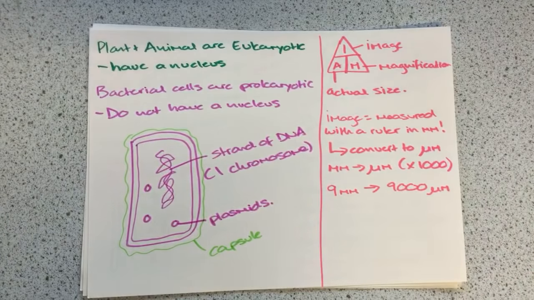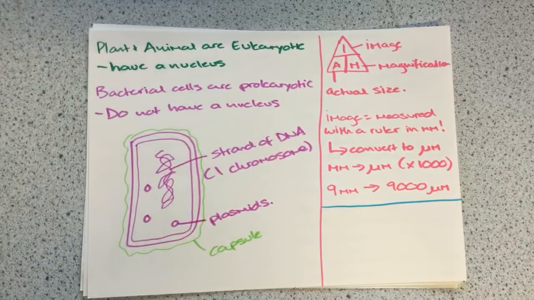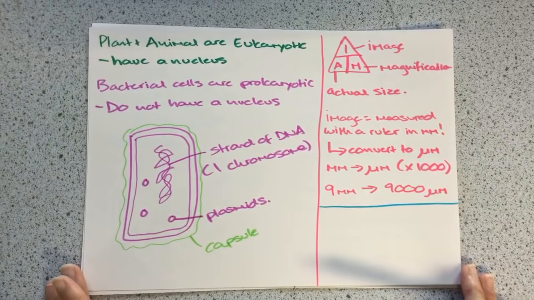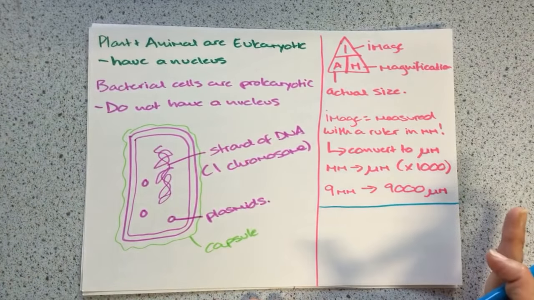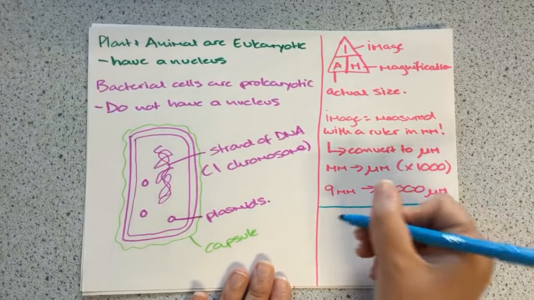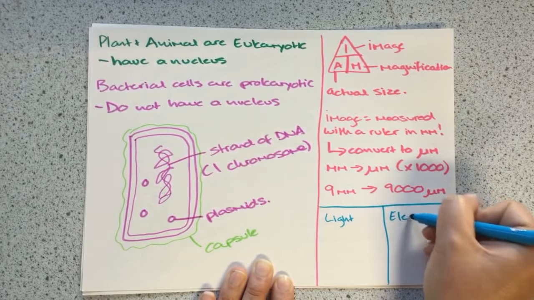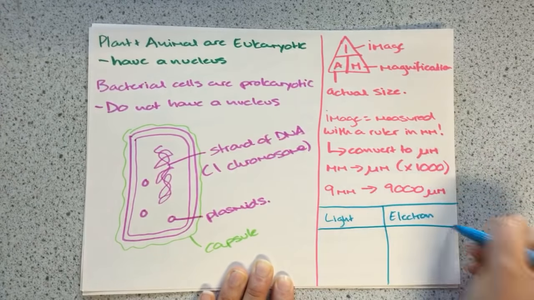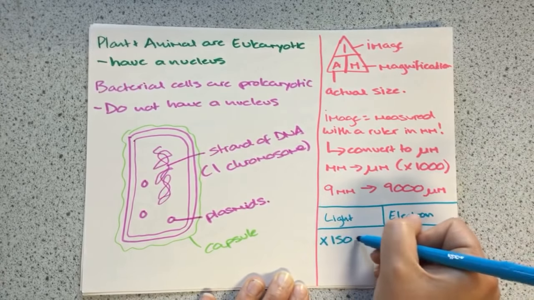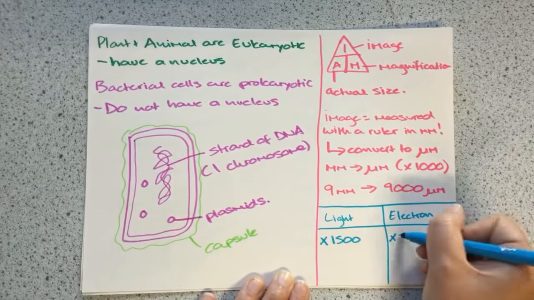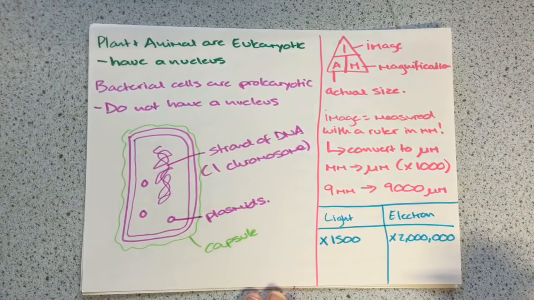Okay? Linked to this topic, there are two types of microscopes. You need to know how microscopy has developed over time. So in the olden days, we had very, very simple microscopes with one single lens. We then developed light microscopes and finally electron microscopes. You could be asked to compare the features of light and electron microscopes. So if we're to have a quick look, a light microscope has got a maximum magnification of times 1500. An electron microscope has got a maximum magnification of 2 million. So obviously, electron microscopes are much more powerful.